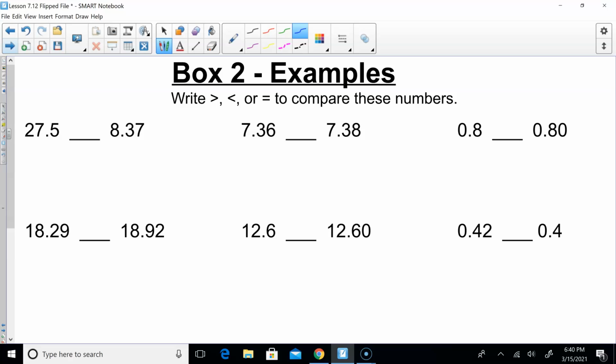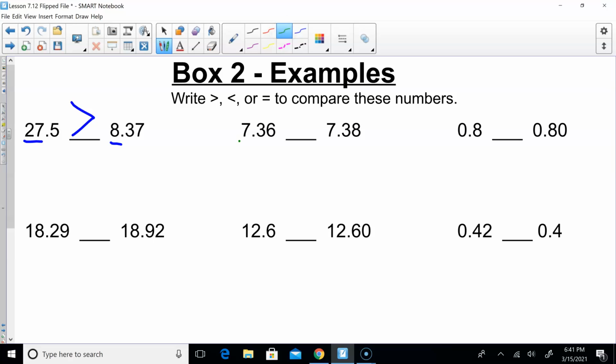So we're going to jump right in and see if we can figure out how to first do this and compare them. Similar with comparing mixed numbers, similar with comparing fractions. First, we're going to look at the whole number because obviously the whole number makes the difference first. Here I have 27. Here I have 8. So 27 fifths and 8 and 37 hundredths. Well, if I just look at my whole, I know 27 is greater than 8. So 27 fifths is greater than 8 and 37 hundredths.